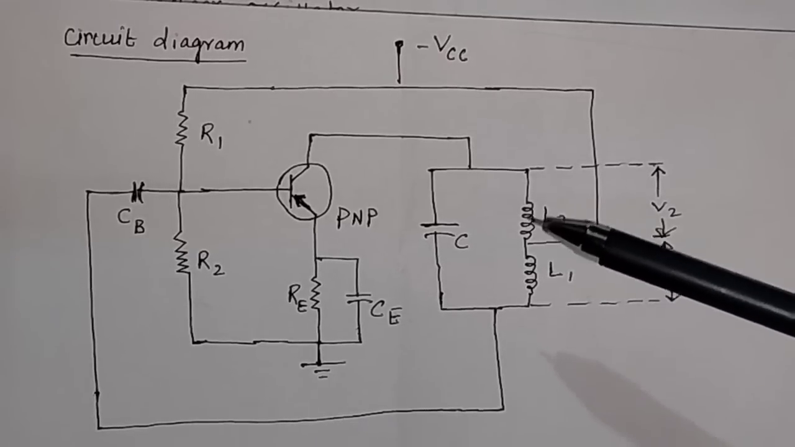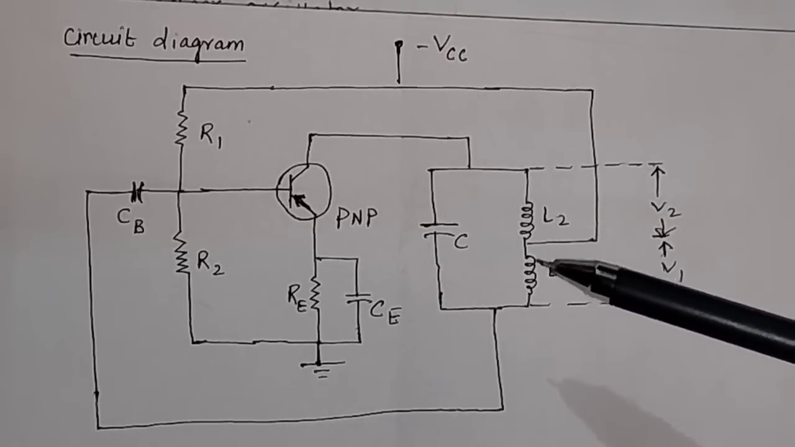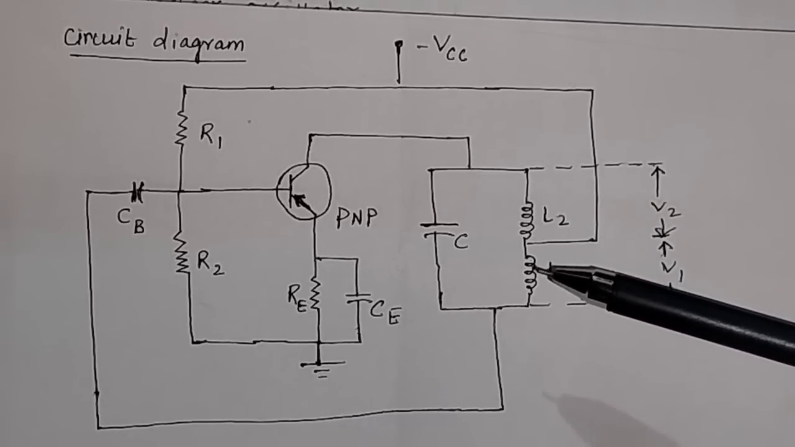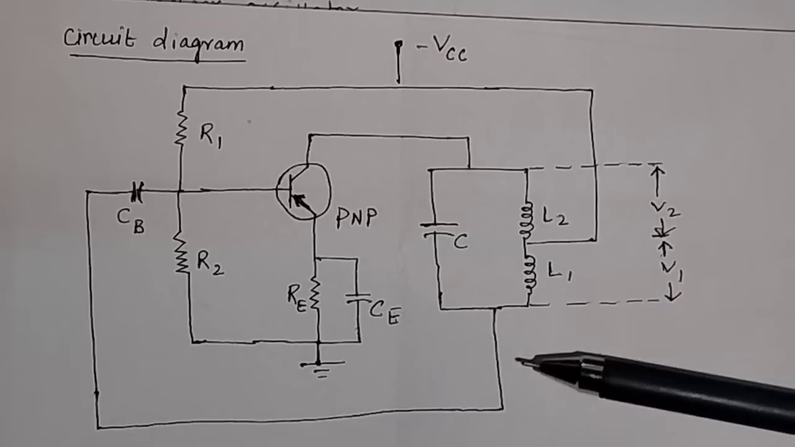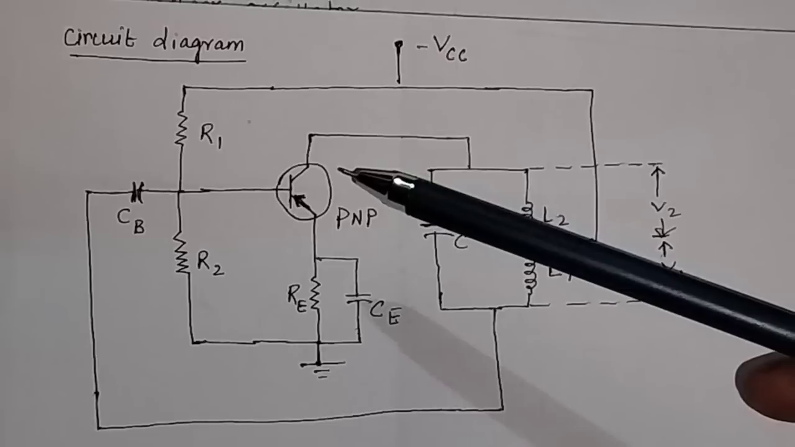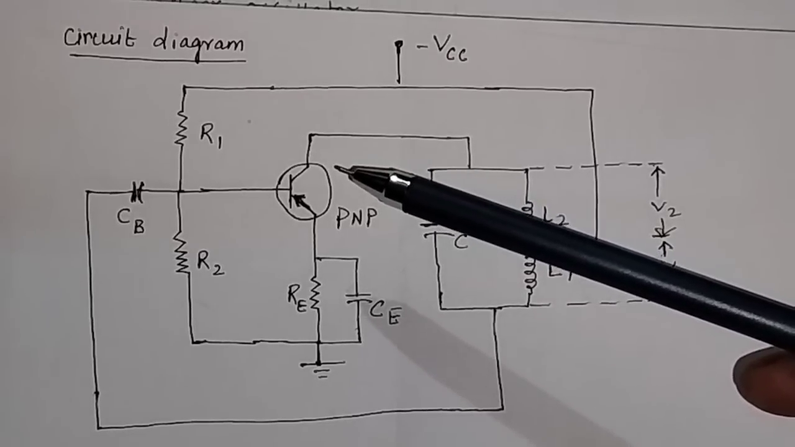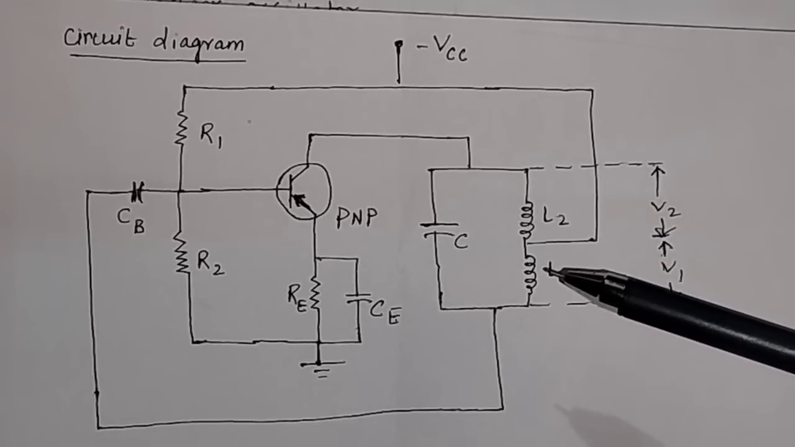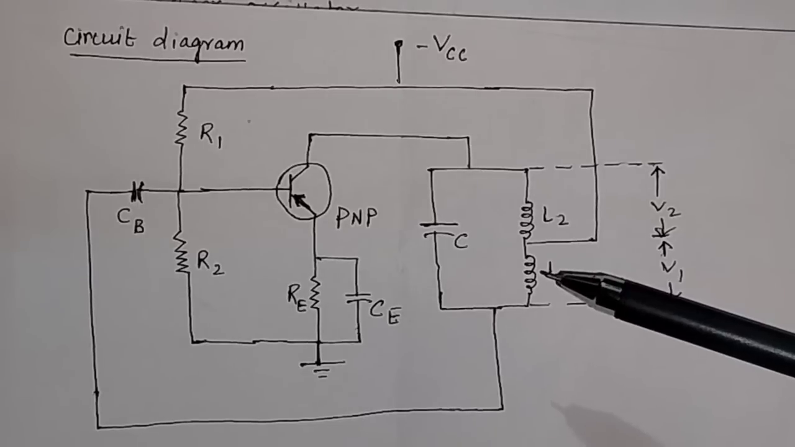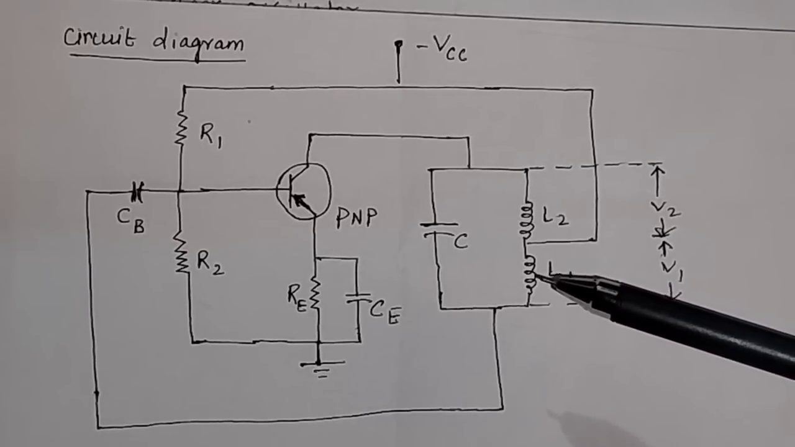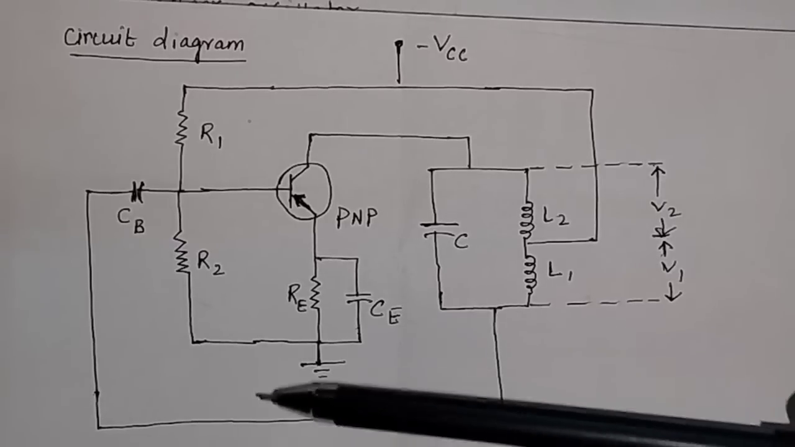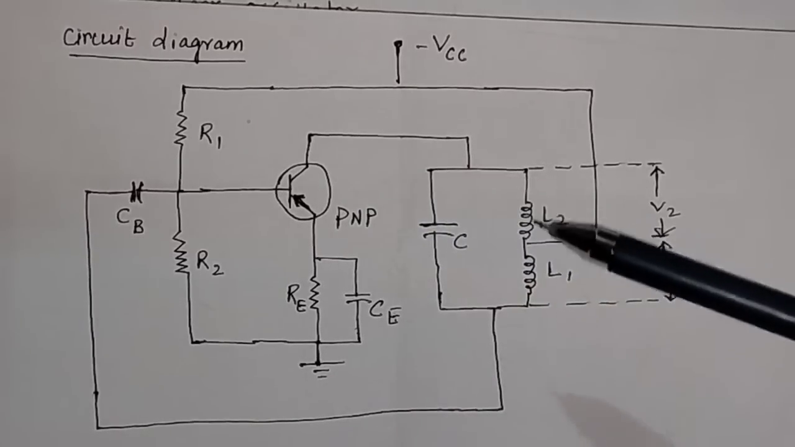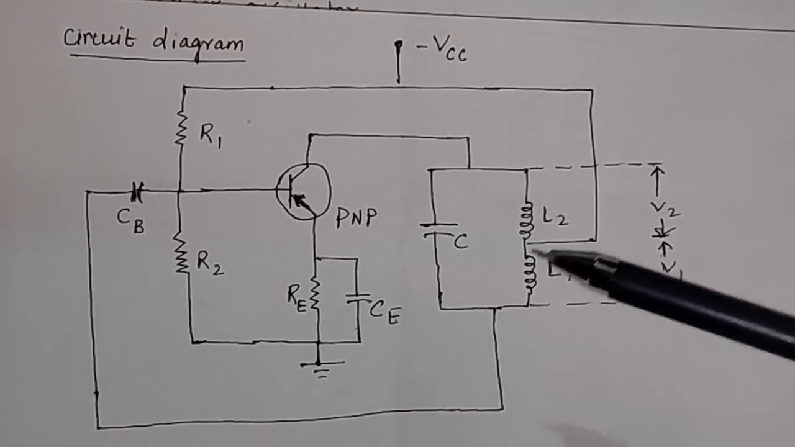This induced voltage is 180 degrees out of phase from the voltage applied to L2, and this 180 degree out of phase voltage is fed to the input. You have a 180 degree phase difference for this transistor, and here also you are introducing a 180 degree phase difference. So what will be the total phase difference? The total phase difference will be equal to 360 degrees or 0 degrees. That is why it is a positive feedback, and you give positive feedback to the transistor, and your circuit works as an oscillator.